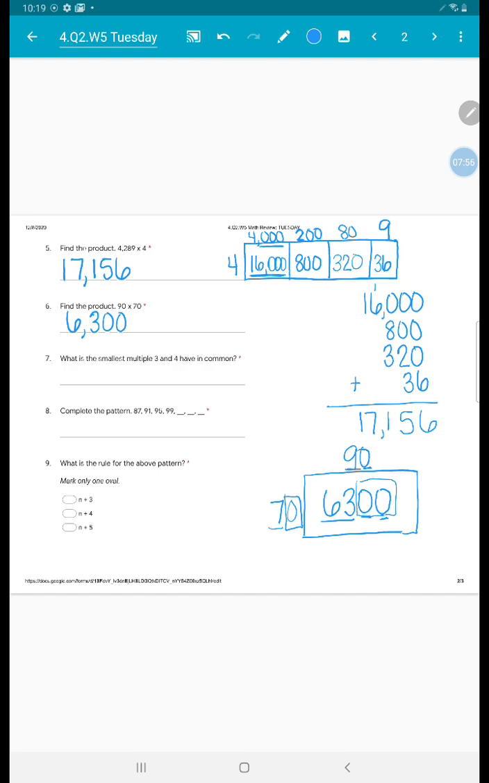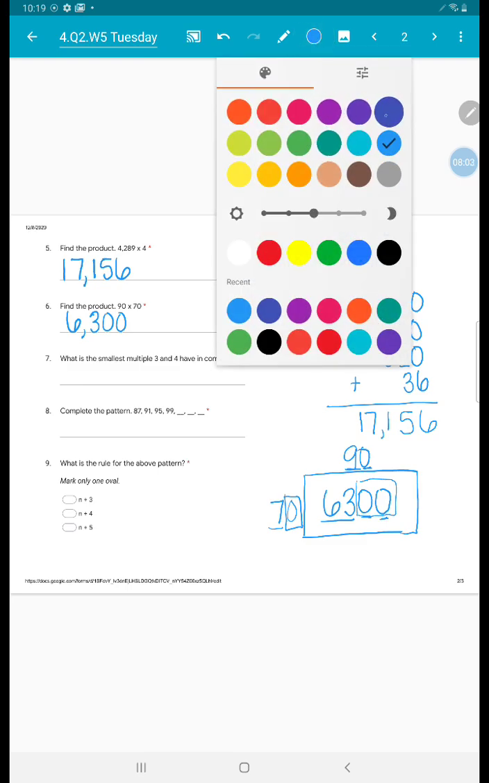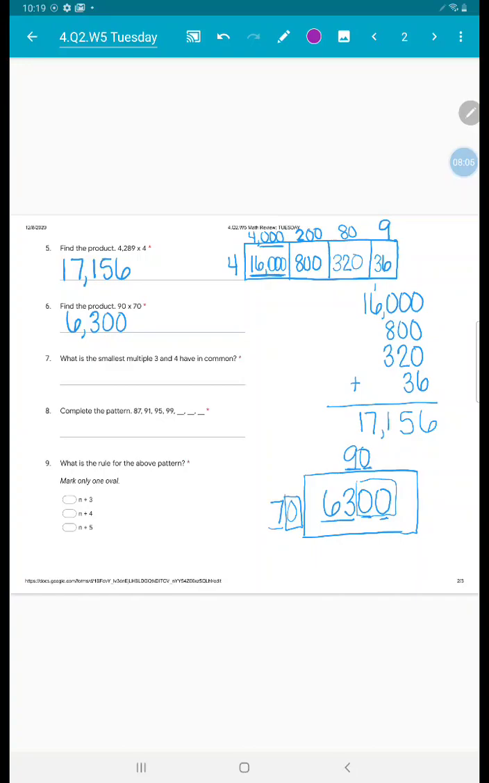All right, so number 7 says, what is the smallest multiple 3 and 4 have in common? In common means that they are the same. What are the multiples of 3? Give me the first 5 multiples of 3. 3 times 1 is 3. All right, everybody tell me together. What's next? 6. What's next? 9. Then 12. Then 15. All right, let's stop there.